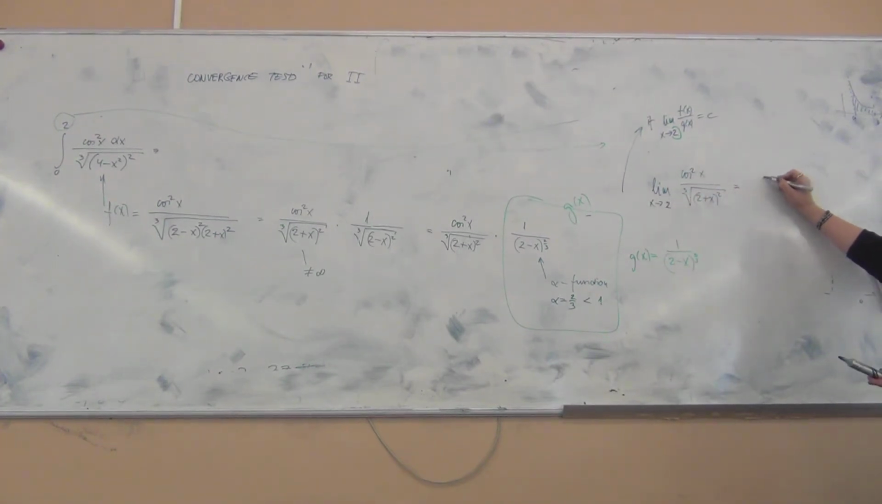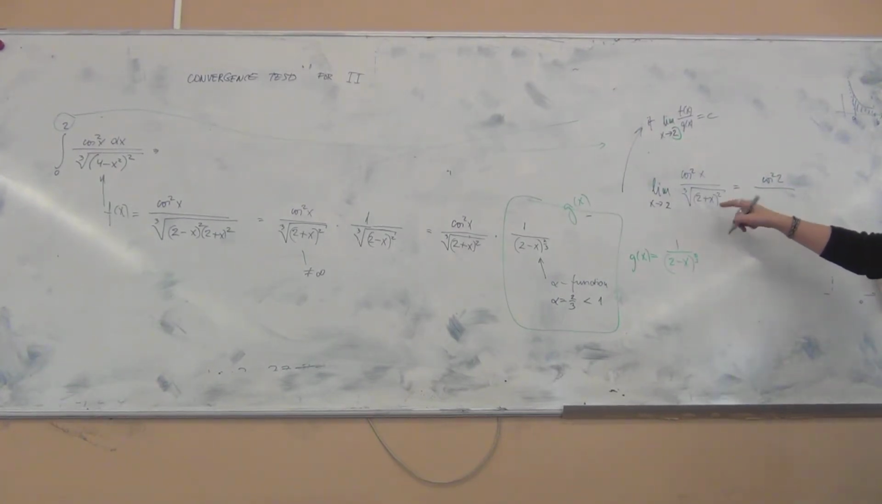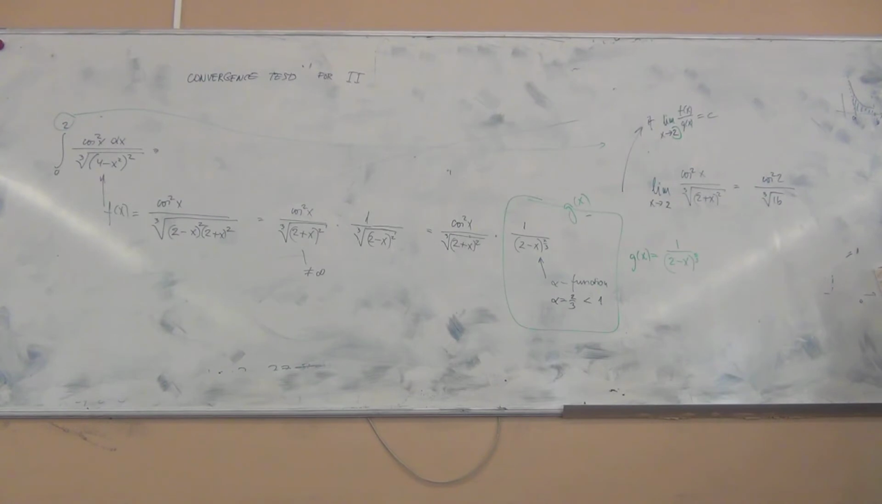What do I have here now? Cosine squared of 2. I don't know how much it is, but it doesn't matter. And this is the cube root of 2 plus 2, which is 4 squared, 16. It's not 0. This is something, but honestly, I don't care what it is, as long as I'm sure it's not 0. It's not 0, it's not infinity, it has a finite limit. This ratio has a finite limit.